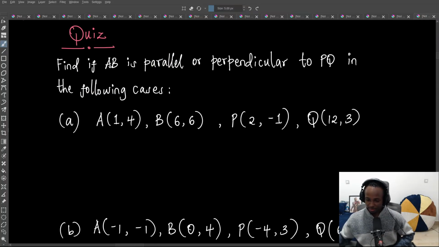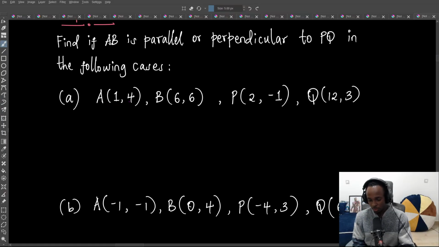So let's take a look at some simple questions for the parallel and perpendicular cases. Here we are told, find if AB is parallel or perpendicular to PQ in the following cases. So we are first given the case of the point A is 1, 4, the point B is 6, 6. So the line we're looking at there is AB. And then the point P is 2, negative 1, and the point Q is 12 and 3. So that line is PQ. So we need to check if the two lines are parallel or perpendicular.